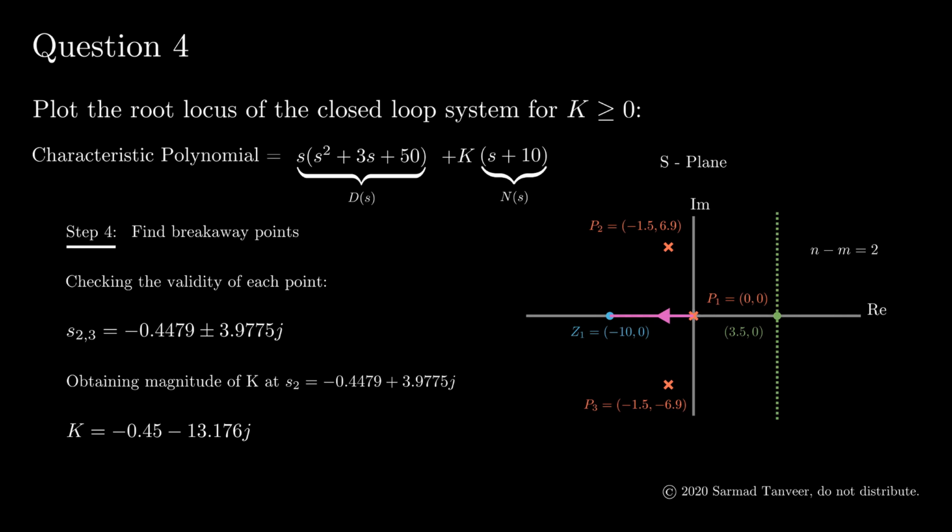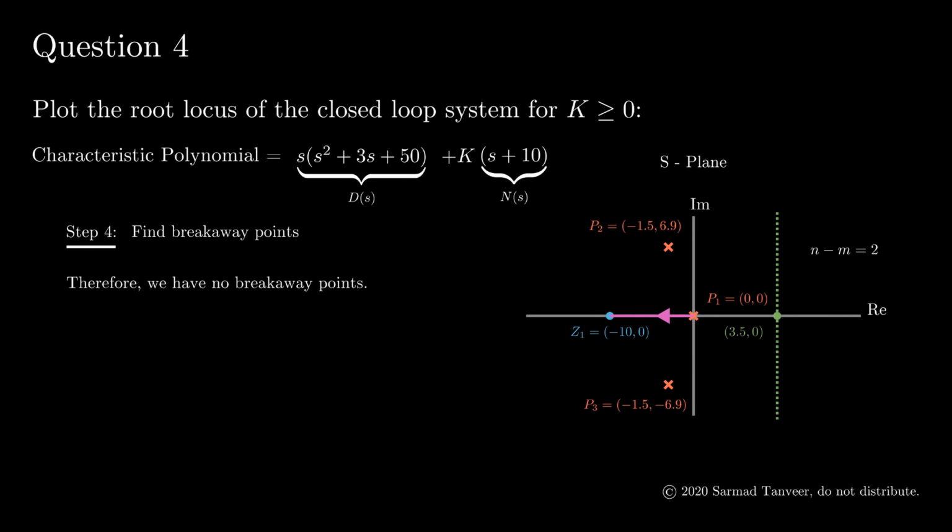As S2 and S3 are complex pairs, we would come to the same conclusion for S3. Therefore, both these points are not valid breakpoints. This leads to the conclusion that we do not have any breakpoints in this root locus, for the range of k being greater than or equal to 0. Now we can look for angles of departure for the root locus.